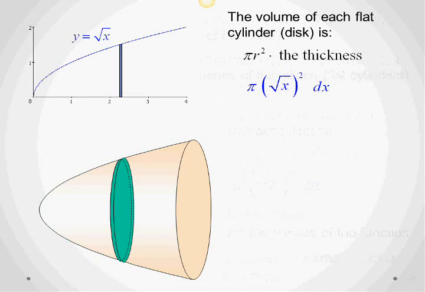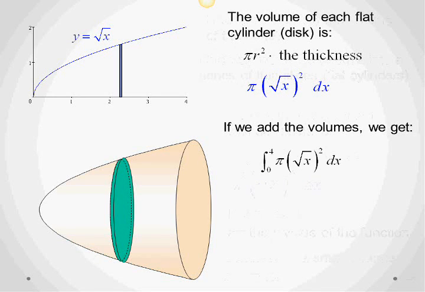So what we're going to do is integrate the length of the function over that interval, 0 to 4, of pi times the square root of x squared dx, which is just the same as pi x dx when it's simplified. So your antiderivative is pi over 2 x squared.